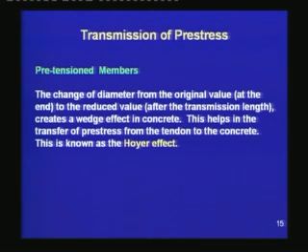The change of diameter from the original value at the end to the reduced value after the transmission length creates a wedge effect in concrete. This helps in the transfer of prestress from the tendon to the concrete, and this is known as the Hoyer effect.